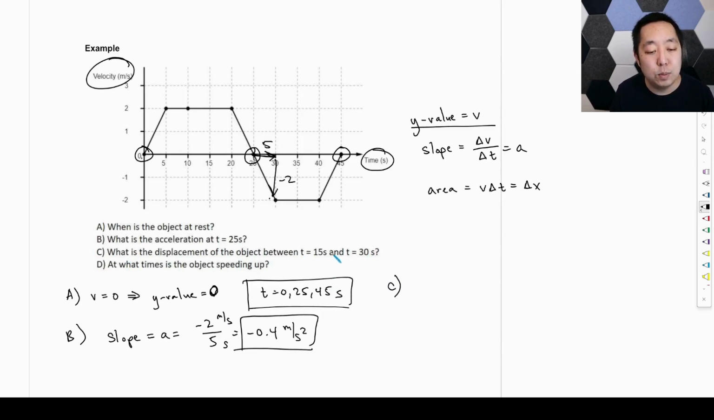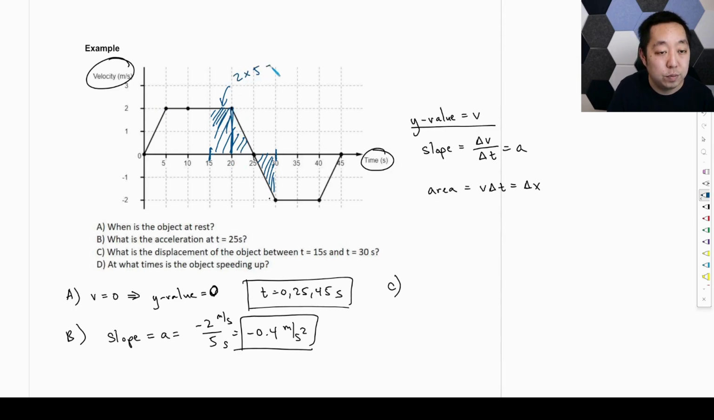What is the displacement between 15 and 30 seconds? Okay, so now for the displacement we're going to look at the area. So between here and here, I want to know all of this area. Remember, it's the area between the horizontal axis and the graph. It's easy to make a mistake here. So let's make this a rectangle and a triangle. This area here has a width of 5 and a height of 2, looking at the y values here. So it's 2 times 5.